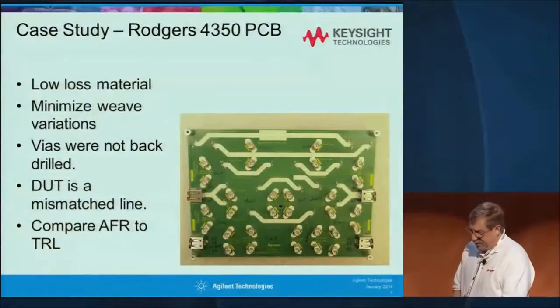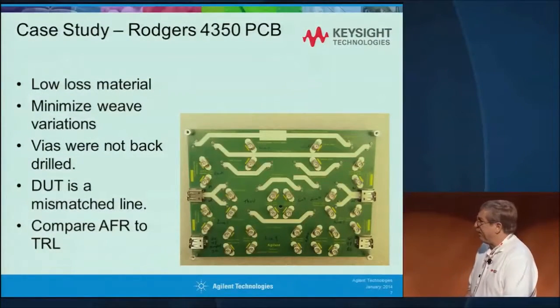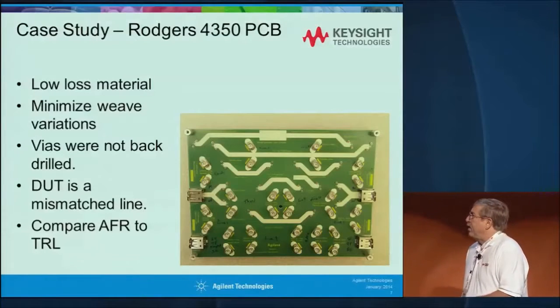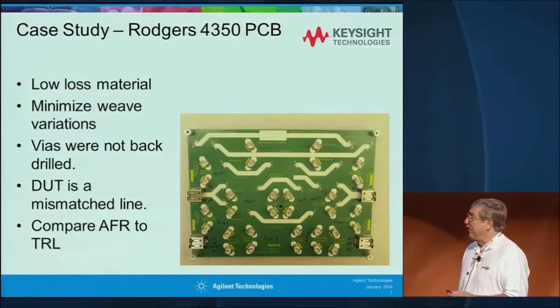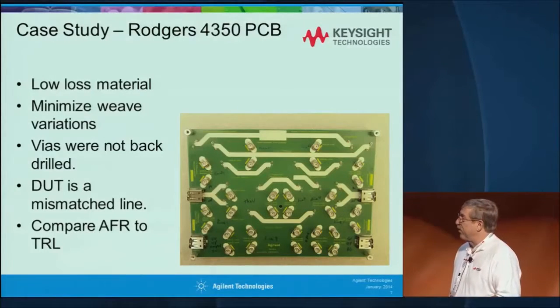But if we look at this, this was a board that we built for the original AFR where we did the 2x through. Built on Rogers material. We chose something that was low loss. We offset the lines to minimize the weave variations. We did not back drill the vias purposefully. We wanted to leave a little bit more of a challenge to see how well this worked.